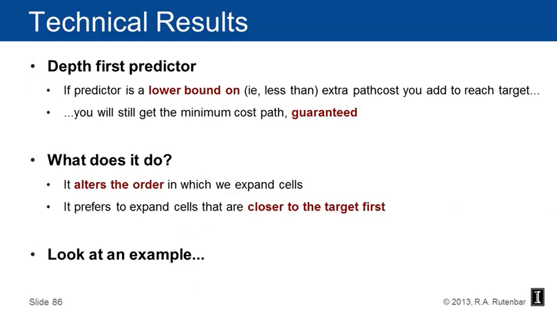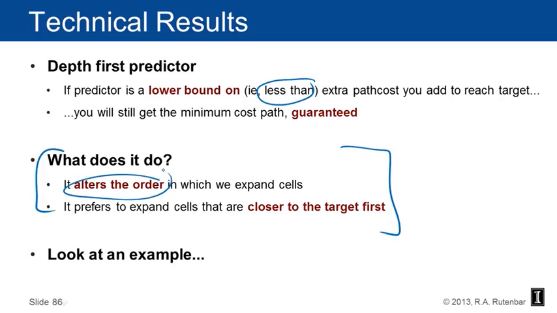And there's some technical results. As long as the predictor is a lower bound, which is to say it is less than the extra path cost you will add to reach the target, we guarantee you will still get the minimum cost path. That's a wonderful thing. That's the technical foundation of A-star search, a very famous result. What does this actually do in a real router? It alters the order in which you expand the cells. So you won't get a different answer necessarily. You'll just touch the cells in a different order. And it prefers to expand the cells that are closer to the target first.